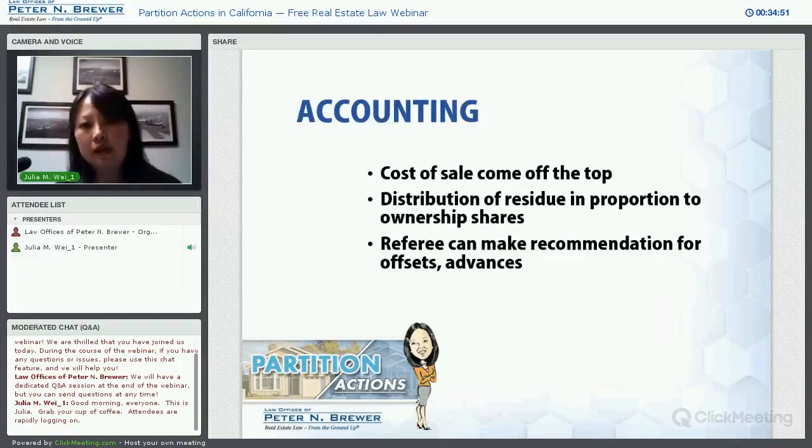In the cost of sales scenario, the mortgage, the listing broker's commission, and all the commissions will come off the top. And then the referee often first asks for a briefing from the parties, then makes their own recommendation, and then there's a hearing at court. And that's typically the process that we see.